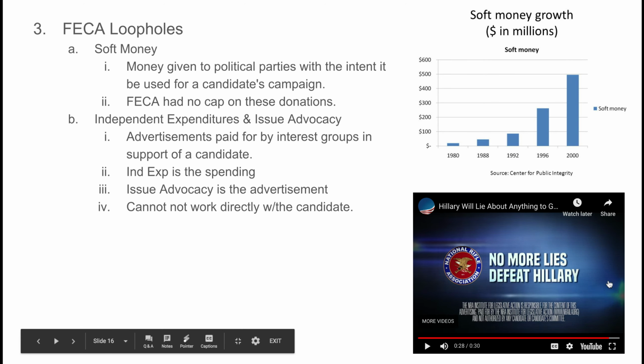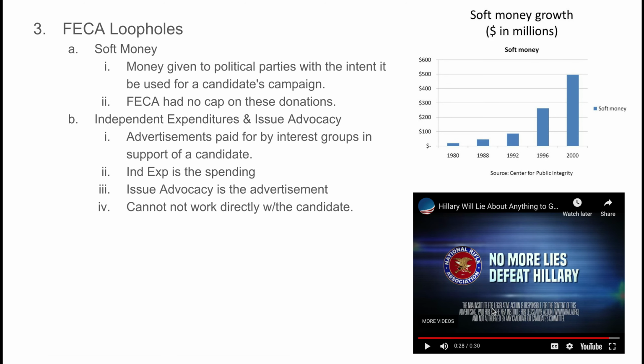If you notice here, it says the NRA. All right, so this is put out by the NRA. Just an example here of issue advocacy. They're not working with any Republican candidate directly here, so they can spend that money without it being regulated by the FEC. So that's that go around. The spending on it is the independent expenditure. The ad itself is the issue advocacy. As long as they're not working directly with the candidate, that's a nice little loophole for the FECA.